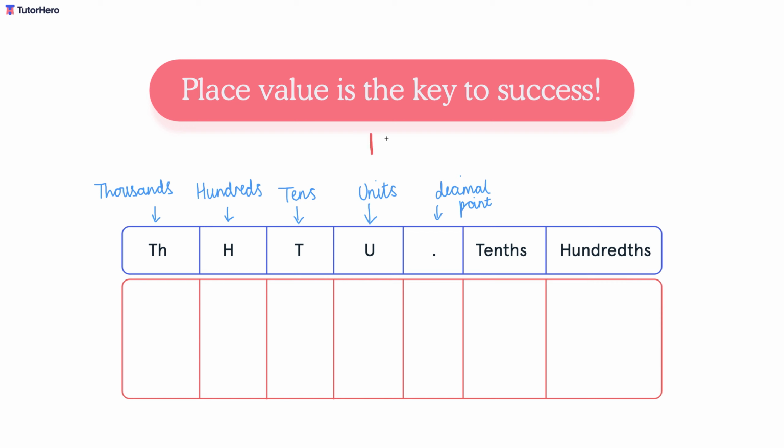Let's take the number 12. By using our place value chart, we know that the number 12 has 2 units and 1 ten. Let's take another number. Let's take the number 45. 45 has 5 units and 4 tens. Let's try a bigger number. Let's take the number 327. We know that the number 327 has 7 units, 2 tens, and 3 hundreds.